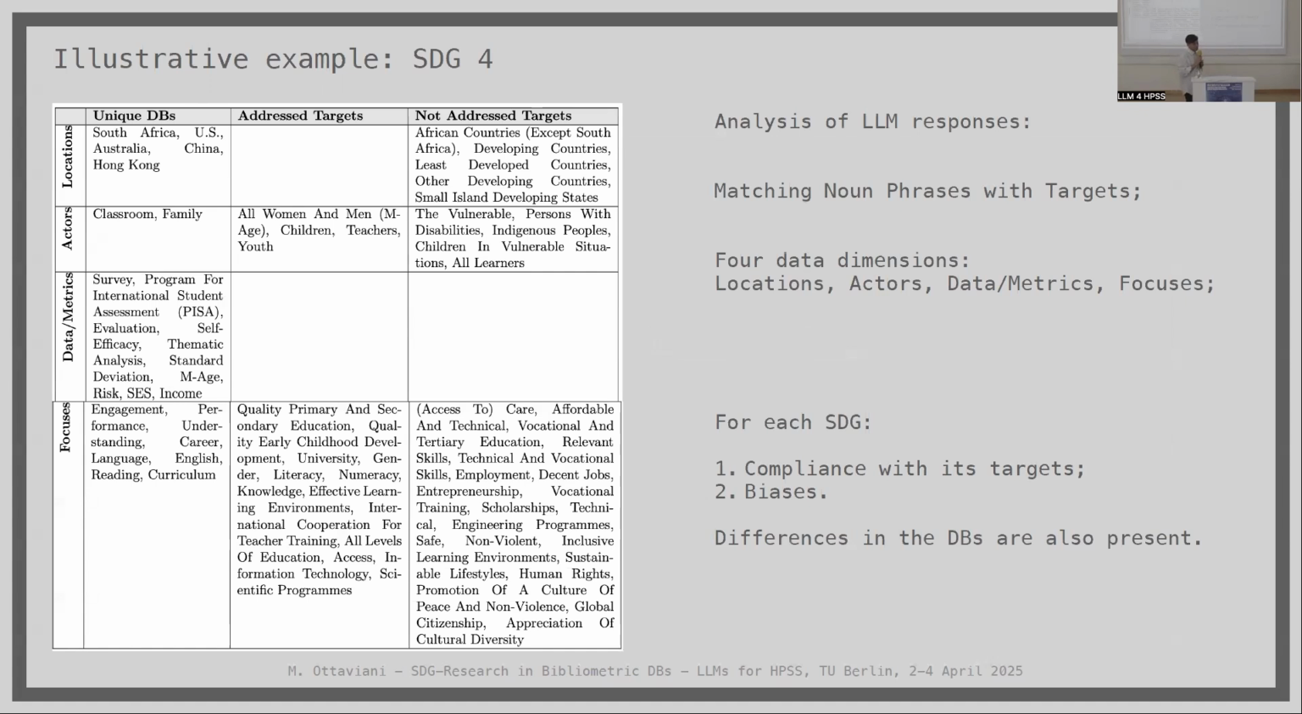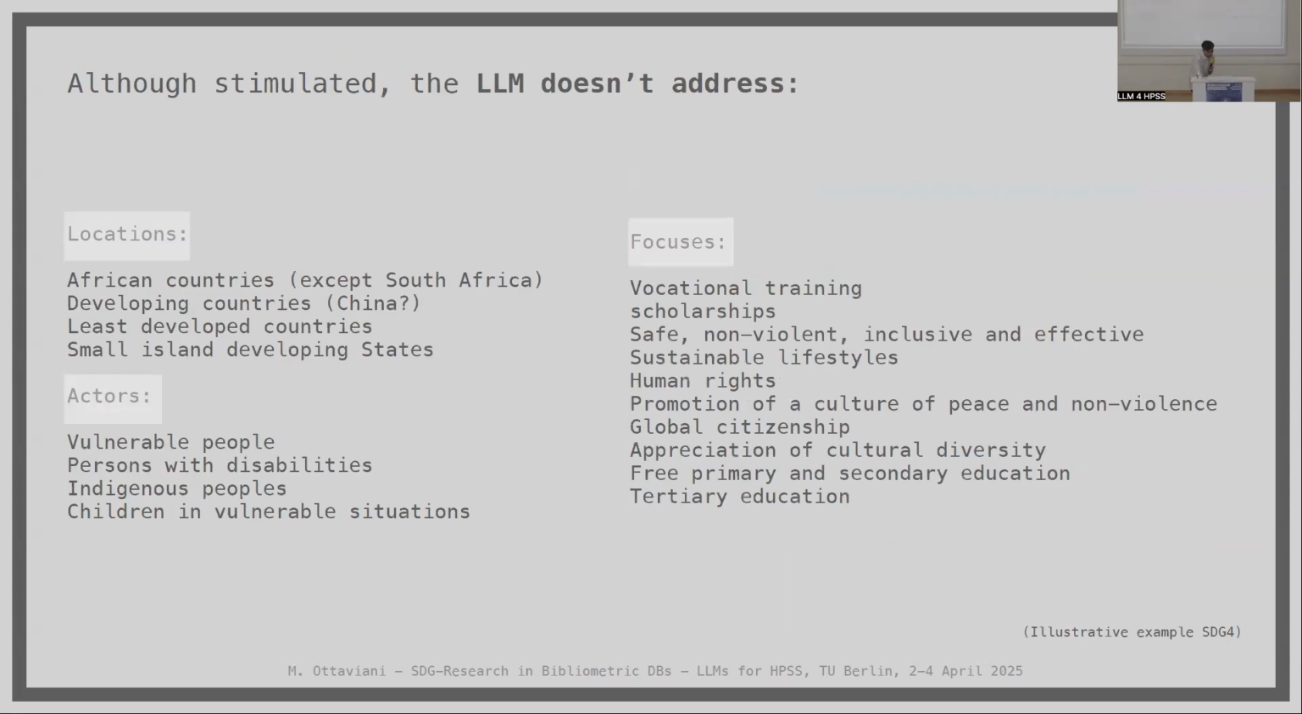This is illustrative for SDG4, but you can imagine this for all the SDGs. I drew a table and I could distinguish which targets were addressed and which not, and which were the biases that might or might not be considered, also indirectly, with the targets. And we found four main dimensions: locations, for example, since all the targets in all the SDGs are mentioning locations, actors, data and metrics, which are mainly part of the LLM response, and focuses, which are SDG specific.